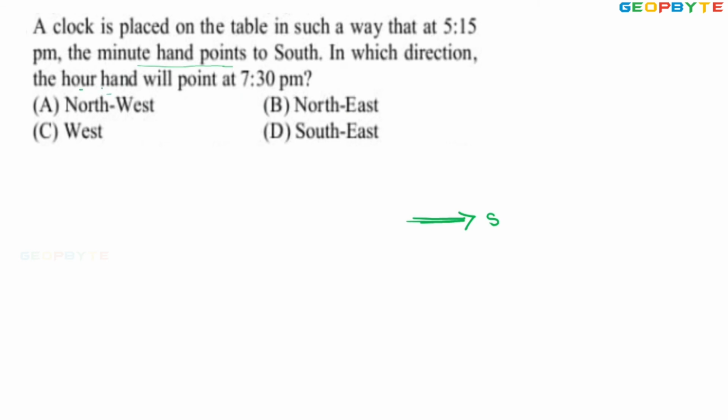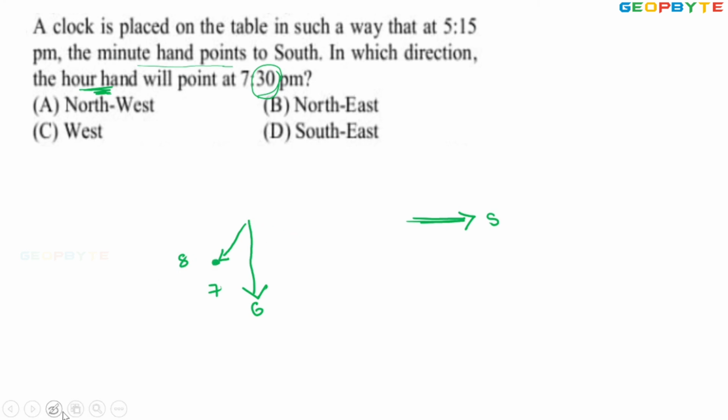Observe our hand. Okay, now observe our hand. So 7:30 means 7:30. So the minute hand is compulsory 6. But 7:30 means where is our hand position? Approximately 7 and 8 middle. Okay, 7 and 8 middle. So this is the position.